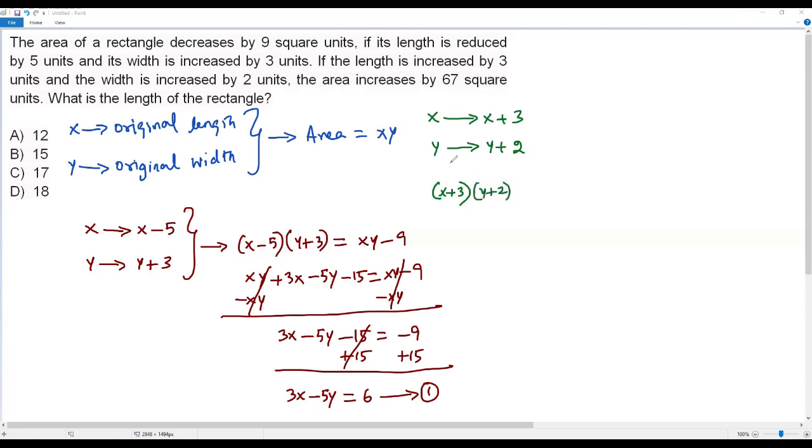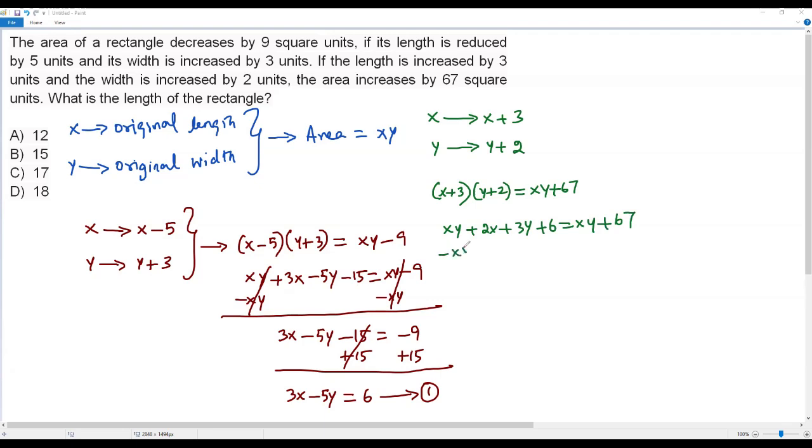According to the information we have, the original area increases by 67 square units for the two changes we have applied. So it is equal to the original area xy positive 67, because after the two changes we have applied, the original area xy increases by 67. Okay, now we can multiply the two binomials we have on the left side using the FOIL method. X times y is xy, then positive 2x, positive 3y, positive 6 equals xy positive 67.